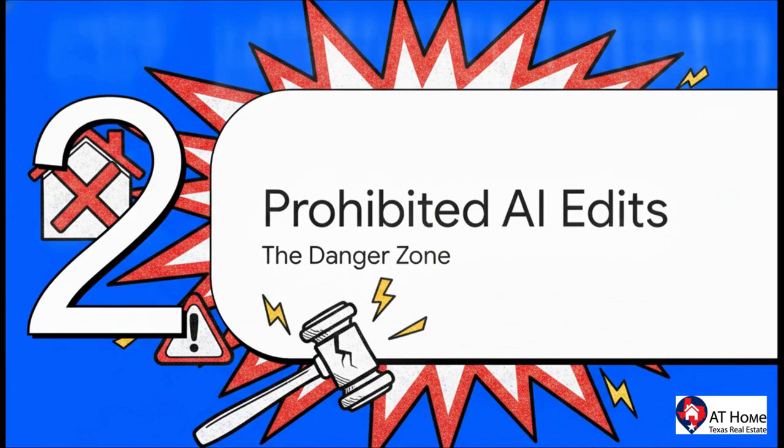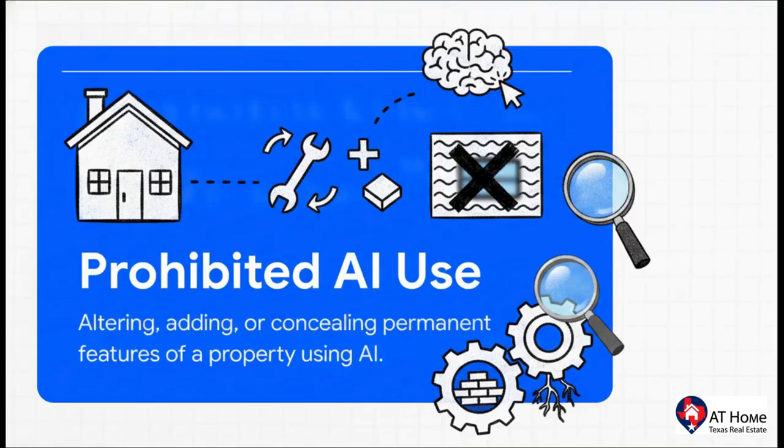Which brings us to section 2, strictly prohibited AI edits, the danger zone. Now we've got to pivot a bit and talk about the exact actions that will directly trigger those MLS penalties. Okay, the absolutely crucial point here is this definition. Prohibited AI use means using tools to alter, add, or conceal any permanent features of a property. Let that sink in for a second. A permanent feature.